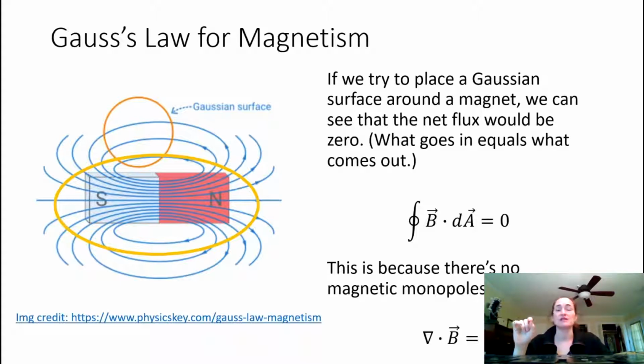You can put this in its differential form here, and using some Calc 3, I'm not going to go through it, you can say that del dot B is equal to 0. Remember, that's the definition of the divergence of your vector field B. That's going to be 0. And this is just because there are no magnetic monopoles. There are monopoles for charges. We can isolate positive charges and we can isolate negative charges, but we can't isolate north and south poles of a magnet.